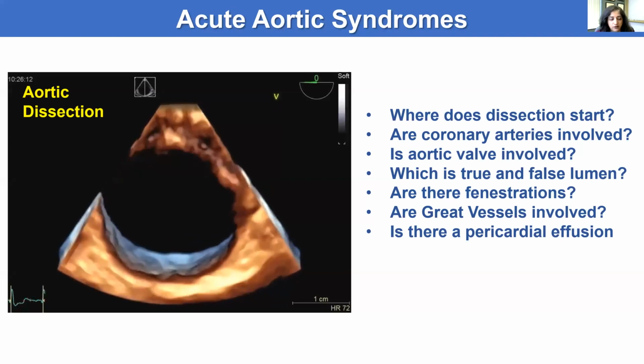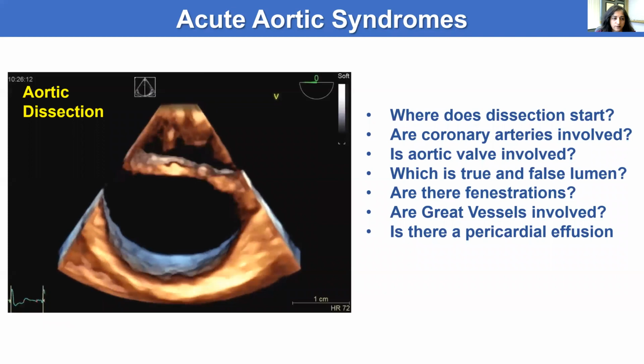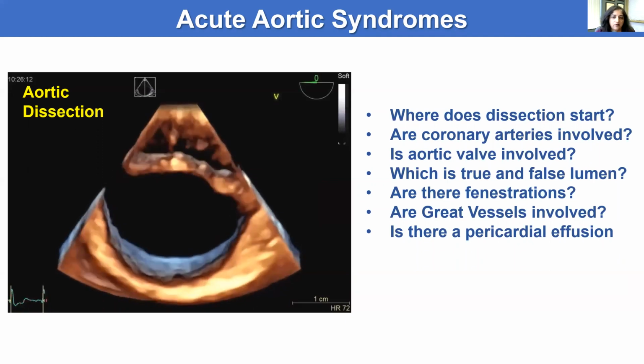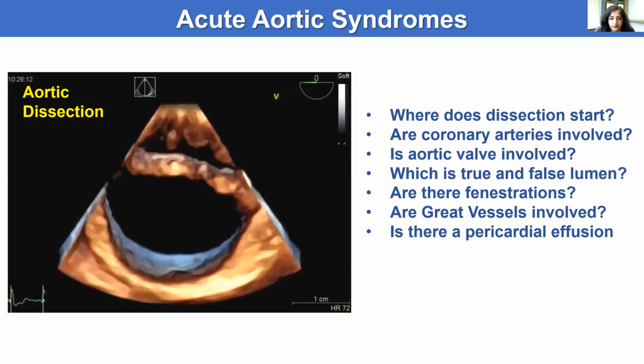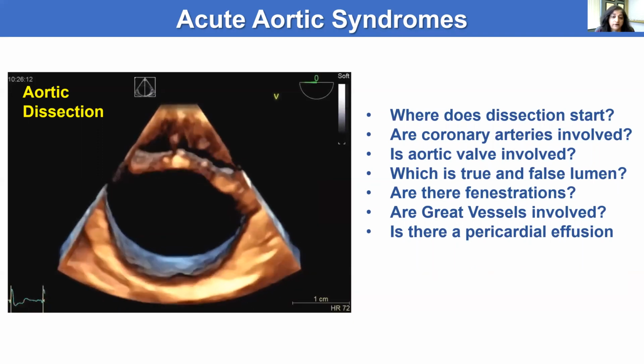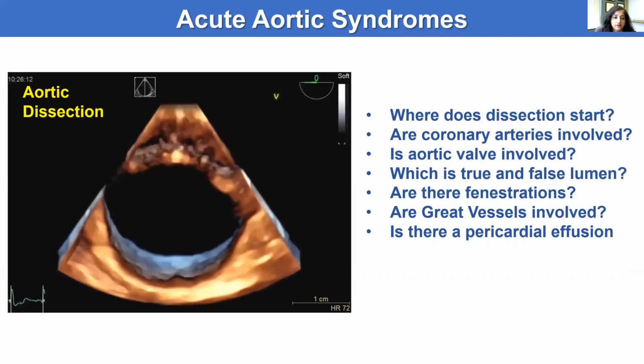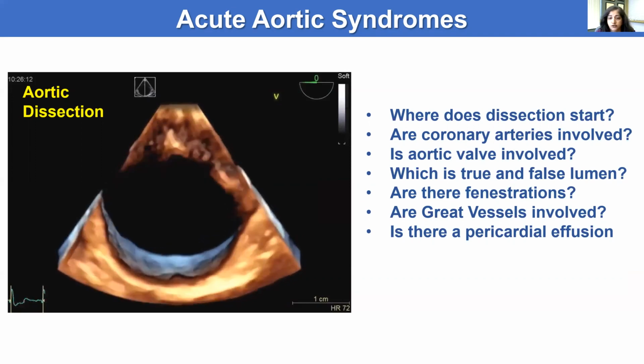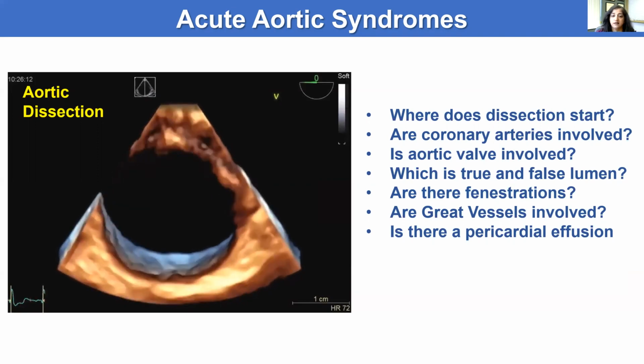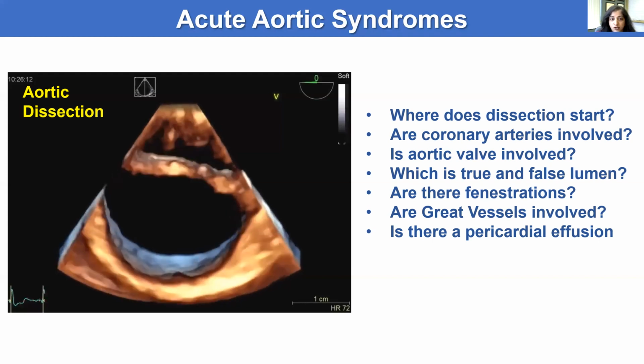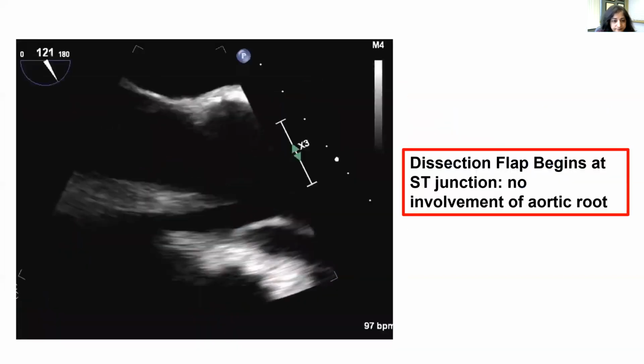This is a 3-chamber view, short axis, showing the true lumen, the false lumen, and then this very, very mobile dissection flap. And on TEE, your questions to answer are, where does this dissection start? Which coronary arteries, or are the coronary arteries involved? Is the aortic valve involved? Because that would change the type of surgery performed. Which is the true and false lumen? Are there fenestrations? Are the great vessels involved, which can sometimes be seen in these high esophageal views on TEE? And is there a pericardial effusion, which could be a sign of aortic rupture?